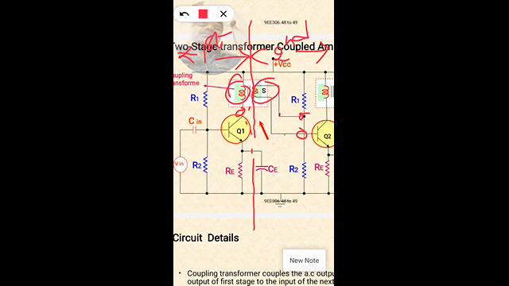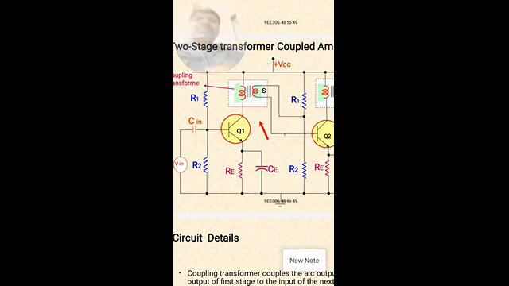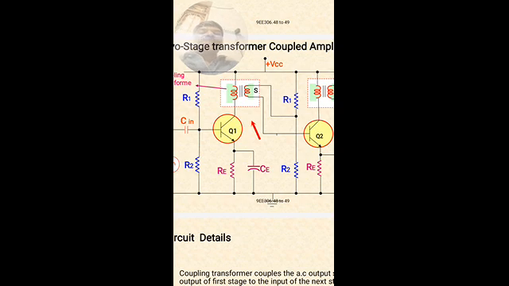So here the output of one stage is connected to the input of the next stage through the transformer. Since the primary and secondary windings are mutually coupled, the primary winding transfers the signal to the secondary winding through mutual induction. So the coupling here is achieved using the transformer, hence it is known as a transformer coupled amplifier.